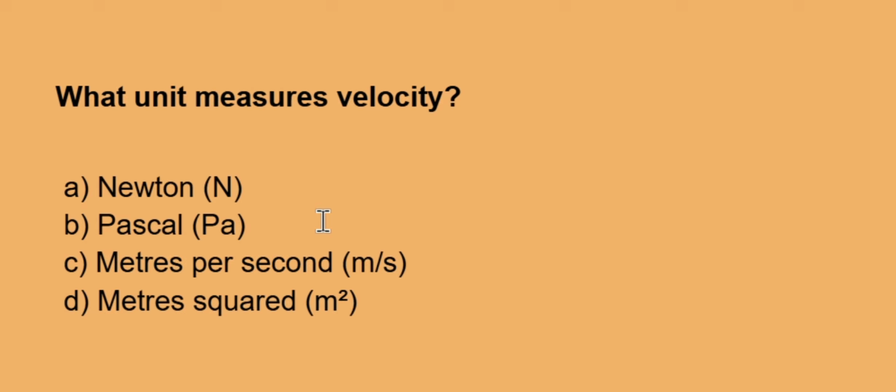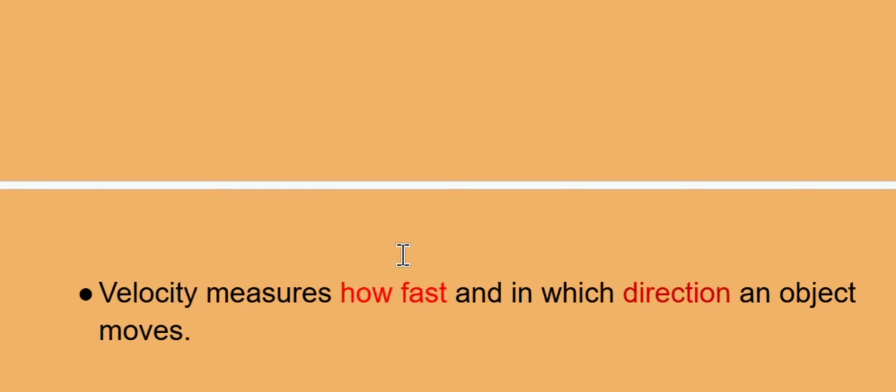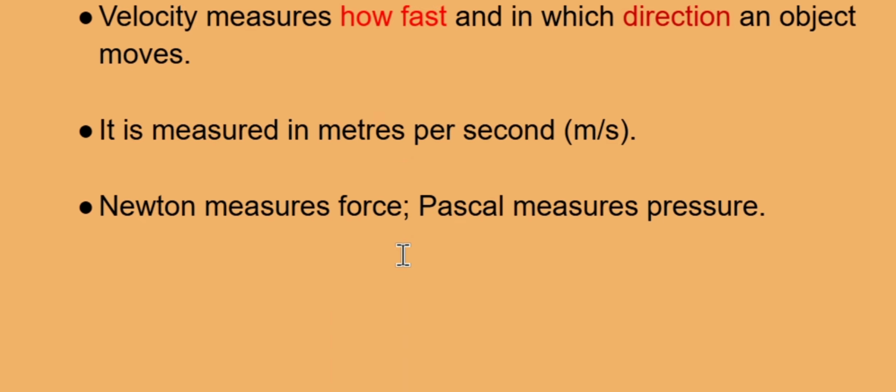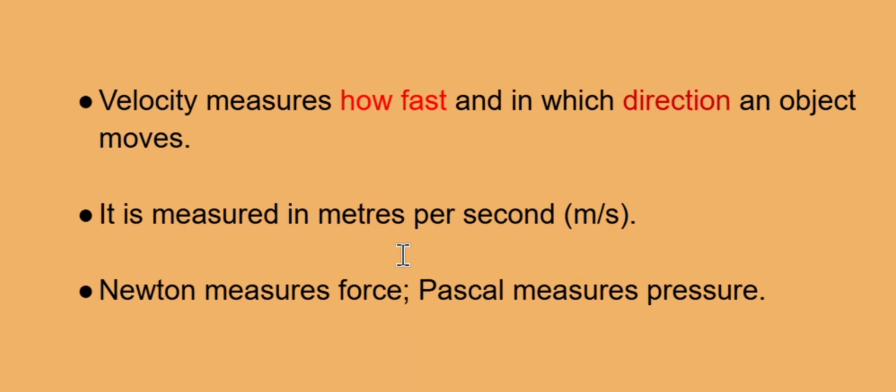Okay, so question, what unit measures velocity? A, Newton, B, Pascal, C, meters per second, or D, meters squared? The correct answer is C, meters per second. That is the base unit, meters per second. So velocity is basically the speed at which something is moving. So it measures how fast, but also in which direction an object is moving.